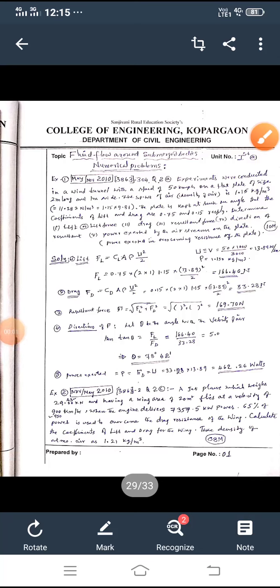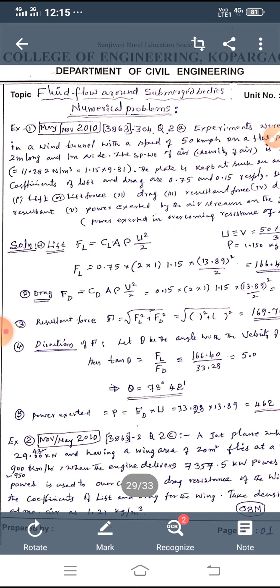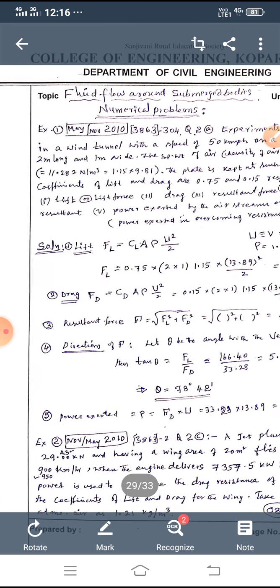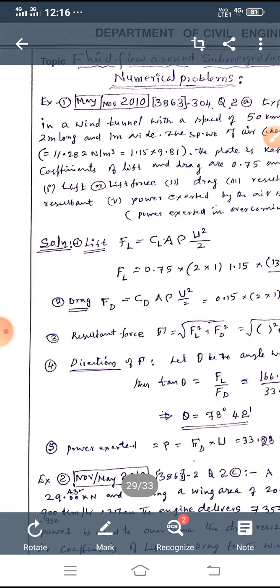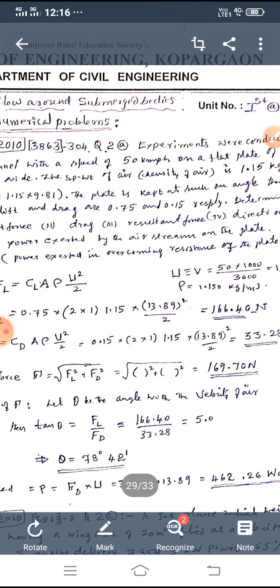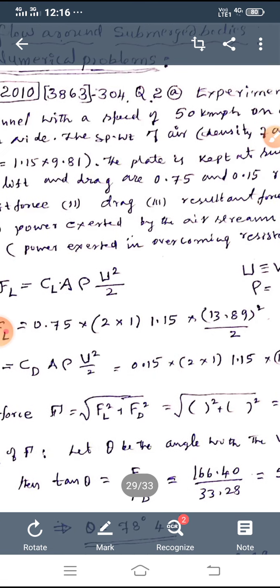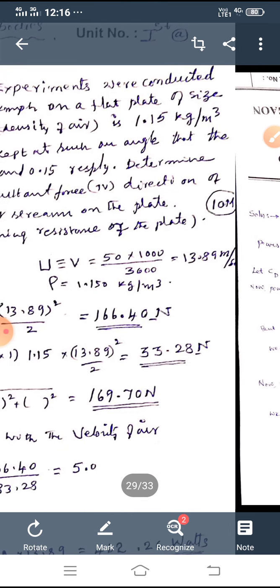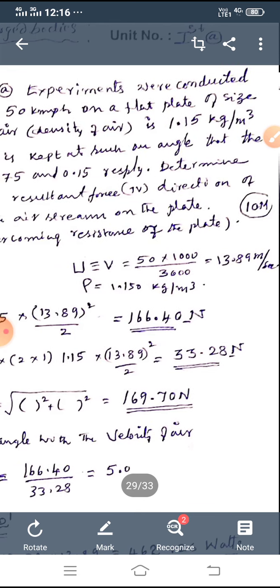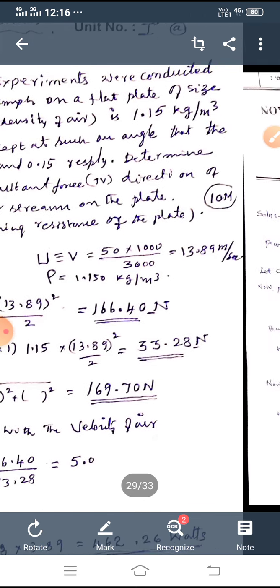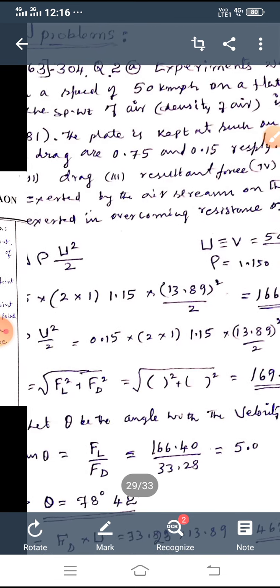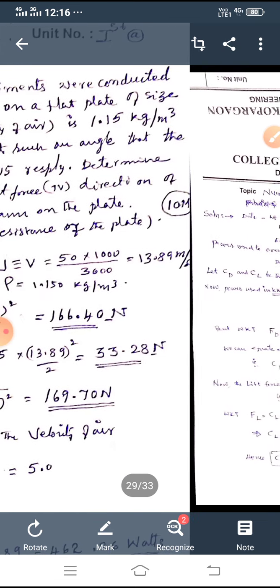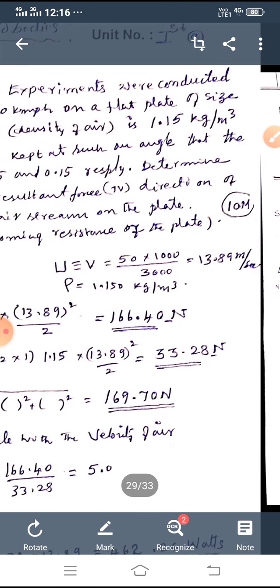Dear students, good morning. Today we will solve some numerical problems on fluid flow around submerged bodies. The experiments were conducted in a wind tunnel with a speed of 50 km per hour on a flat plate of size 2 meter long and 1 meter wide. The density of air is 1.15 kg per meter cube. The plate is kept at such an angle that the coefficients of lift and drag are respectively 0.5 and 0.15.